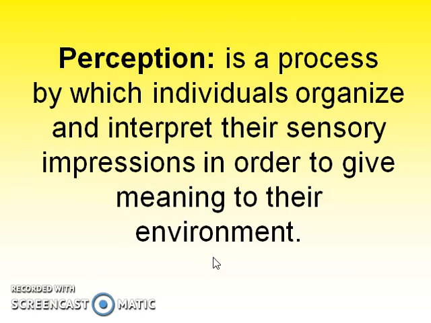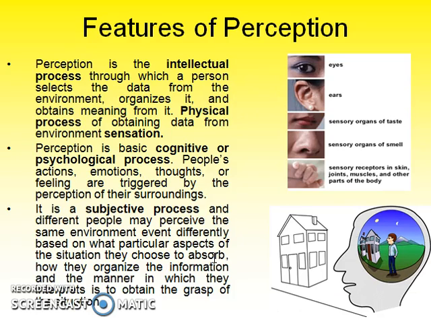Perception is what? This is a process by which individuals organize and interpret their sensory impressions in order to give meaning to their environment. Here come the features of perception. Perception is the intellectual process through which a person selects the data from the environment, organizes it, and obtains meaning from it. This is a physical process of obtaining data from environment sensation. Perception is a basic cognitive or psychological process. People's actions, emotions, thoughts, or feelings are triggered by the perception of their surroundings.